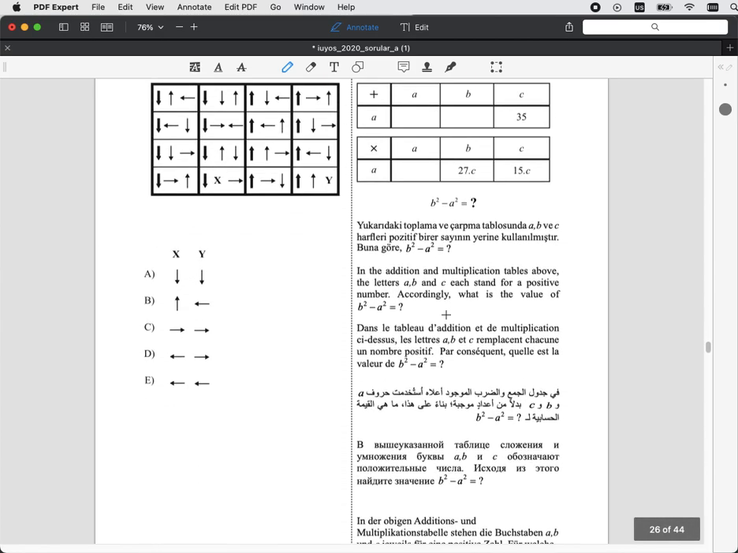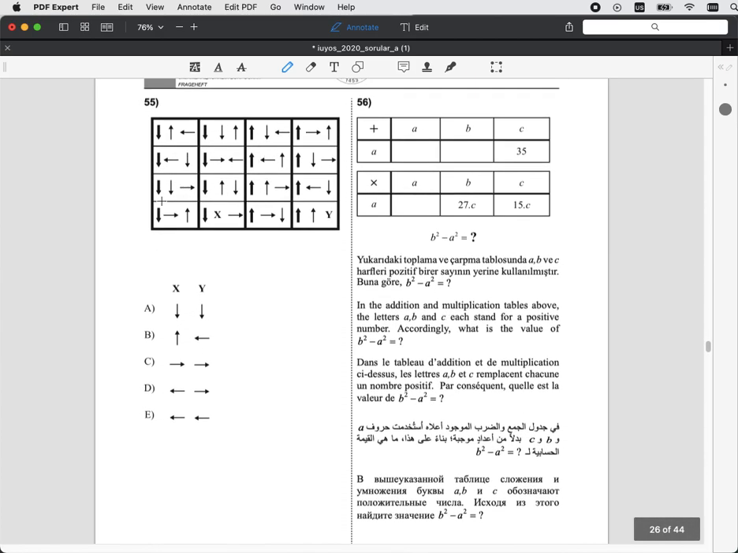Let's go on. 55. Up, left, down, right. So, up, it should be left. Down, right. And up, down, right. This should also be left. So the answer is E.